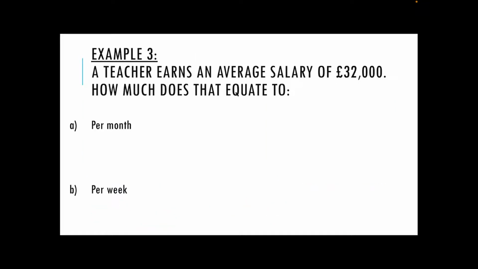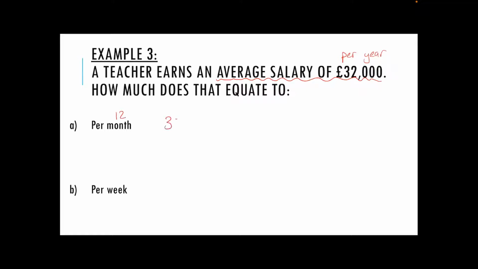Example number 3, a teacher earns an average salary of £32,000. How much does that equate to? And firstly, we're asked per month. So the first thing that we see here is that it's an average salary of £32,000. So that means that that is per year. And we should know that we have got 12 months in 1 year.